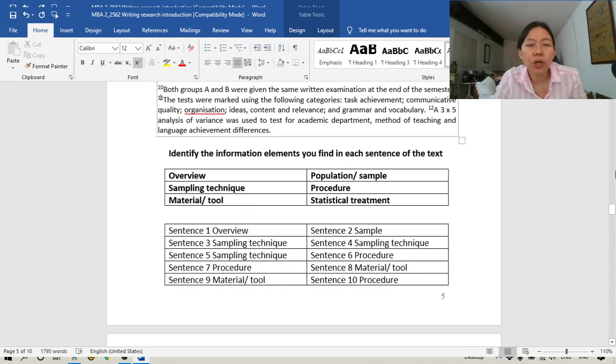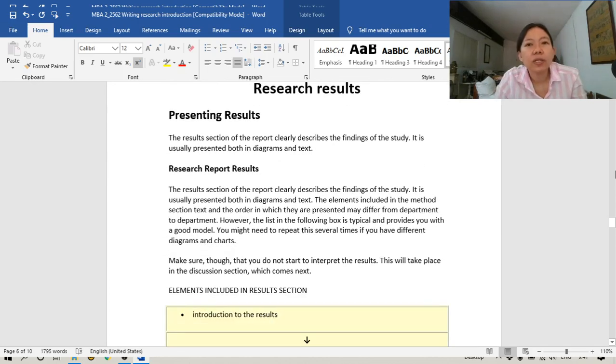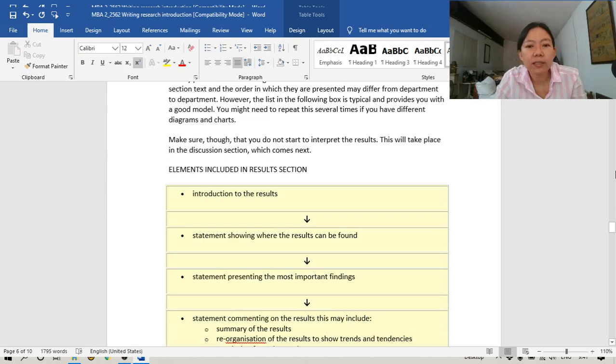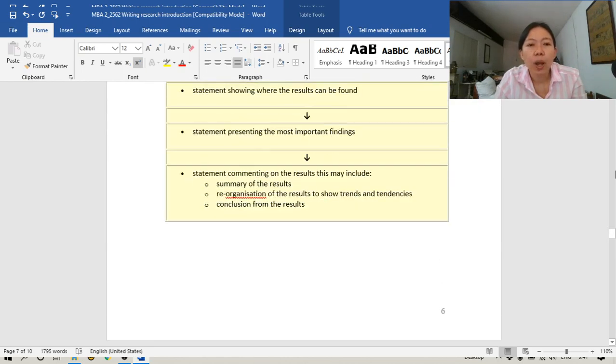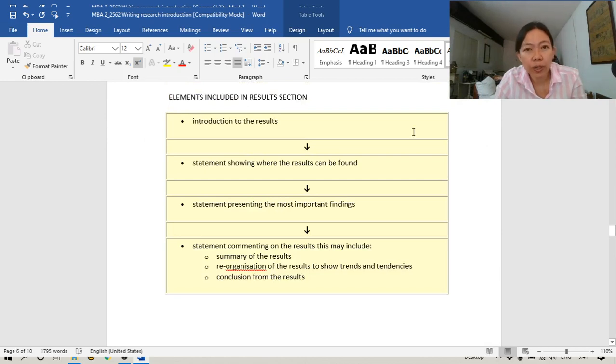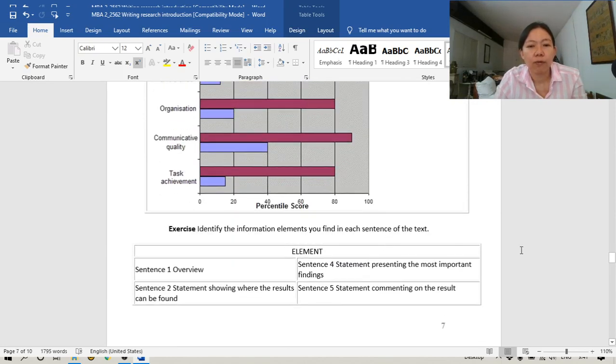Now we're going to move on to the research results. In the research results, I have asked you to read these 5 sentences and identify which sentence talks about the overview of the study, which sentence shows where the results can be found, which sentence presents the most important finding, and which sentence comments on the result. Okay, so here's the answer key for the results. We're going to look at each sentence together.